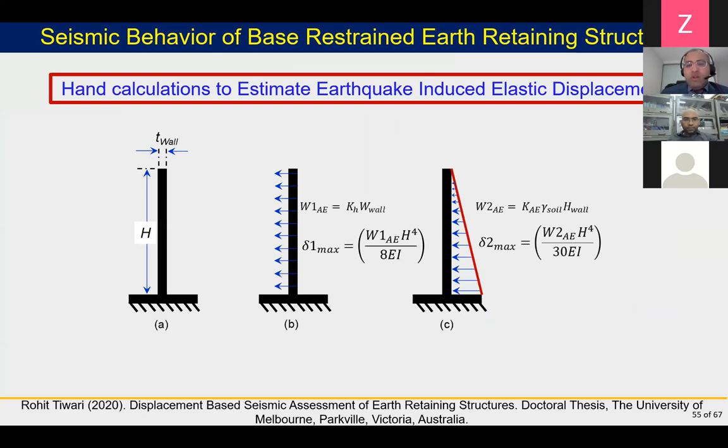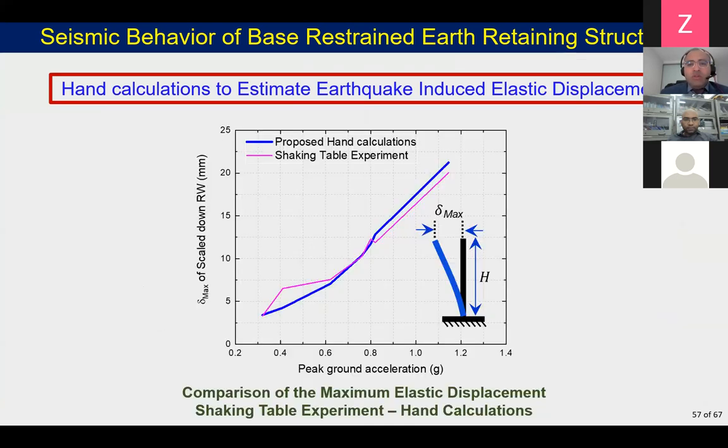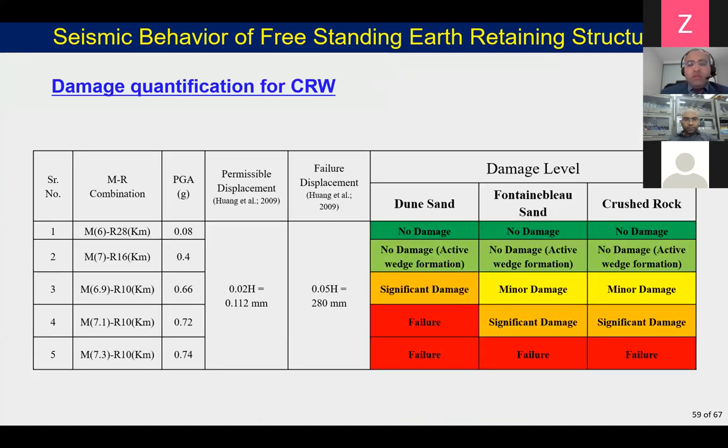At the end, we tried to model a displacement-based model in order to estimate the seismic displacement of the retaining wall. This is the methodology. I think it is going to be published very soon; it is in communication with one journal right now, and has already been published in one conference and in my thesis. This is the proposed model to estimate the seismic displacement of retaining walls when they have fixity at the base. This is the simplified hand calculation we have proposed, and that's the result from the shake table experiment. Both show good agreement, so the model proved its accuracy in estimating the seismic displacement of retaining walls.